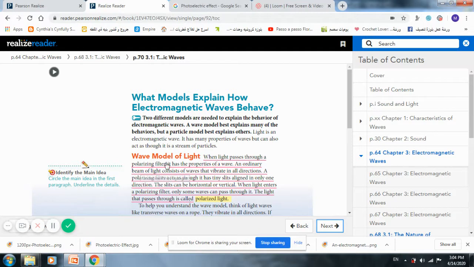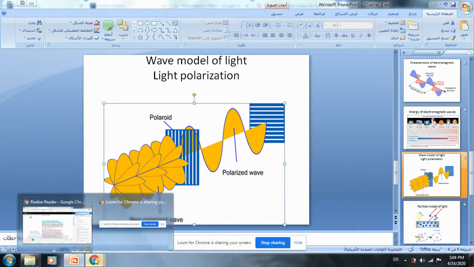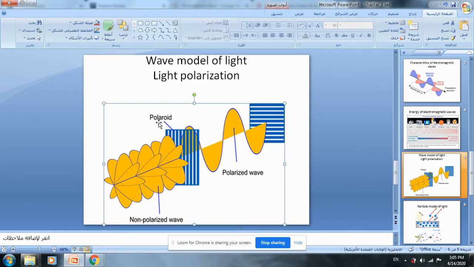Now, in your textbook, wave model of light. When light passes through a polarizing filter, it has the properties of a wave. An ordinary beam of light consists of waves that vibrate in all directions, meaning the light bulb emits light in all directions. A polarizing filter has tiny slits aligned in only one direction, like Polaroid.